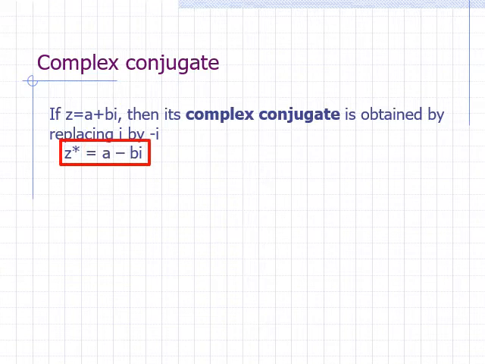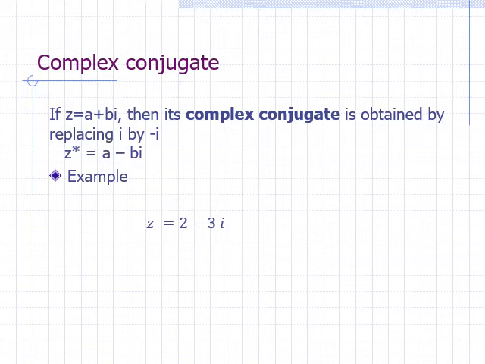For example, what is the complex conjugate of 2 - 3i? To get the complex conjugate, we replace i by -i, and we get z star equals 2 - 3 times (-i). Simplifying, we get z star equals 2 + 3i.